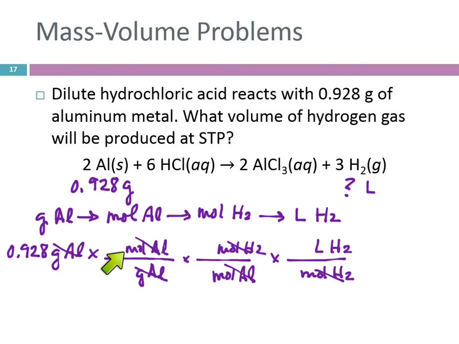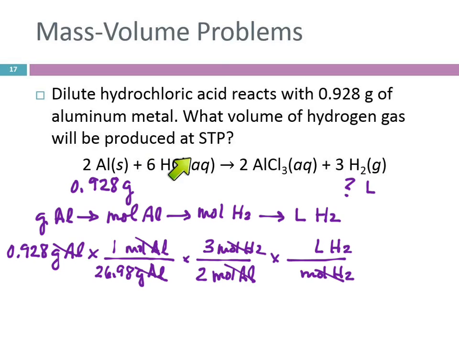Okay, the relationship, this one's the easy one, right? Let's do it first. What number's in front of H2 in the equation? 3. So I'm going to put a 3 here. What's in front of Al? 2. So that one's done. Mole to gram, gram to mole. That we use the periodic table. This is an element, so we don't have to do a calculation. We look it up. It's 26.98 grams of aluminum is 1 mole of aluminum.